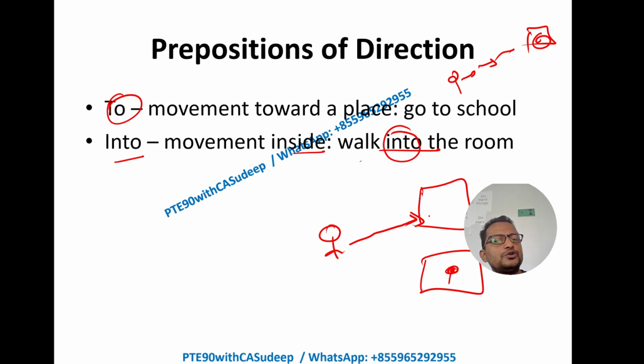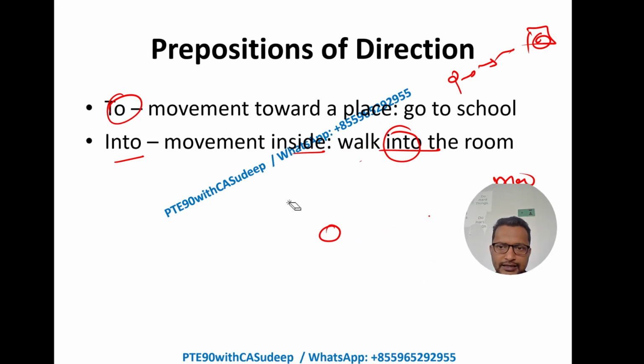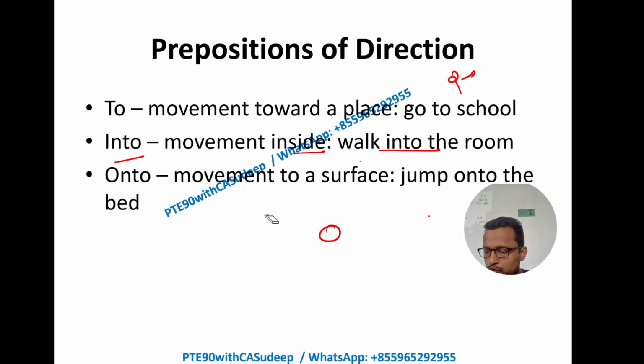You do not say "I'm into the room." No, I'm in the room. So if there is a movement, put into or onto. If there is no movement, then put in or on. Like, for example, and then let's see other examples also, right? And then onto: movement on the surface, to a surface, right? So jump onto the bed.